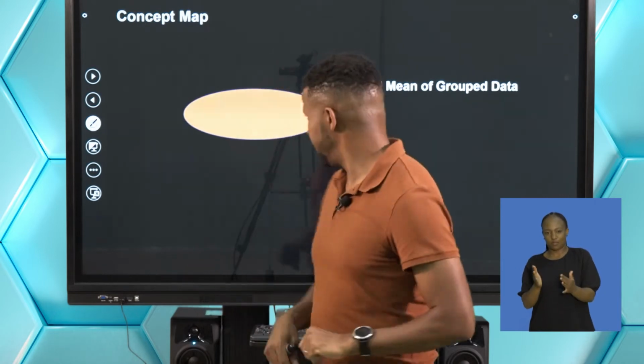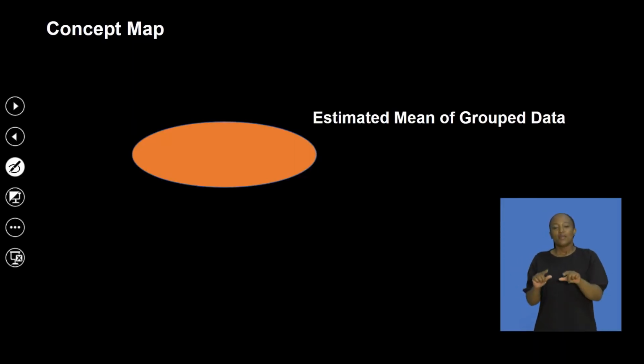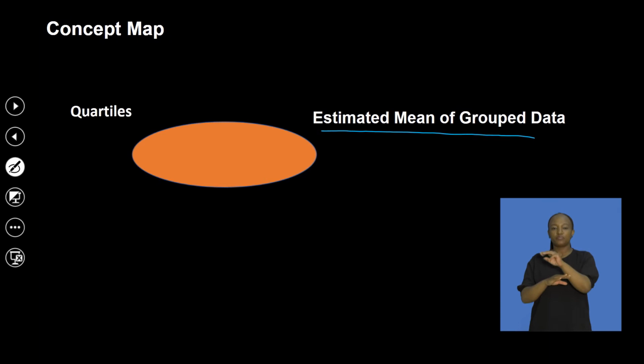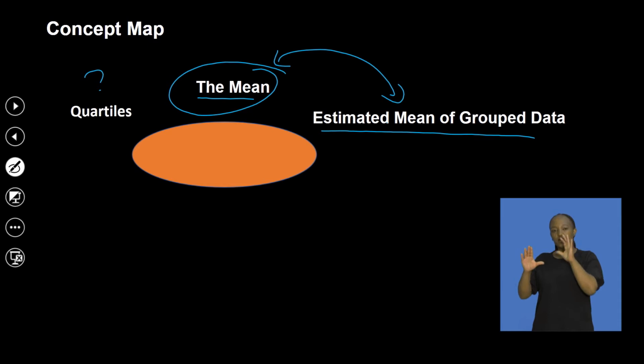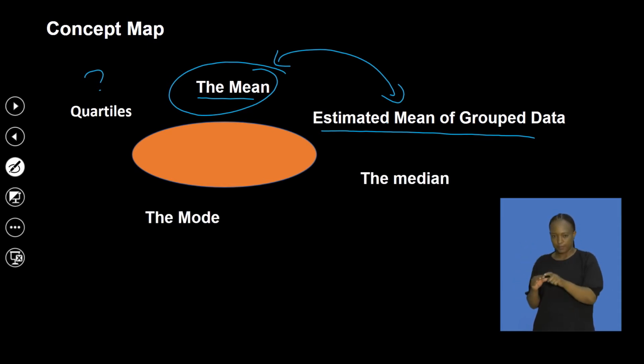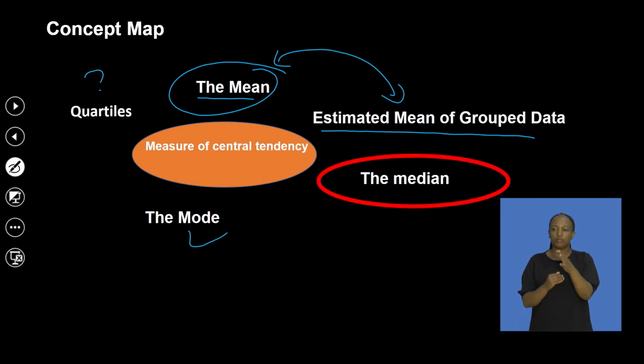Now, let's come back. We looked at the estimated mean. We're still going to look at quartiles. We looked at mean, which is the average, and the two are the same, but just grouped data, and this is from raw data. We're going to look at median. We looked at mode. Now we'll look at median.